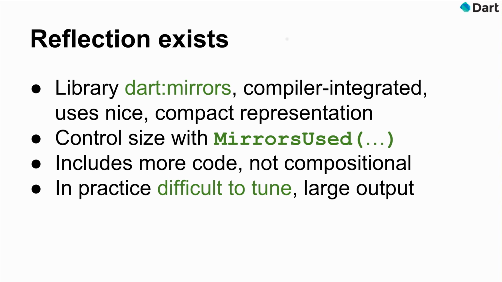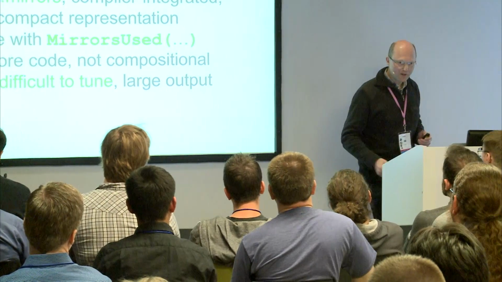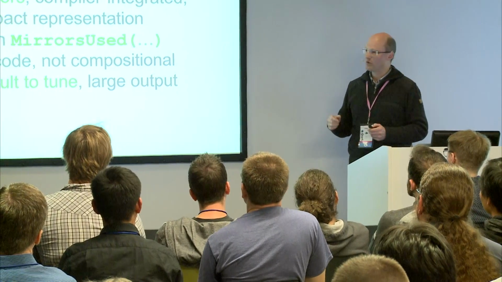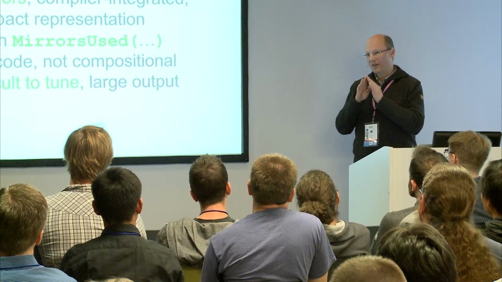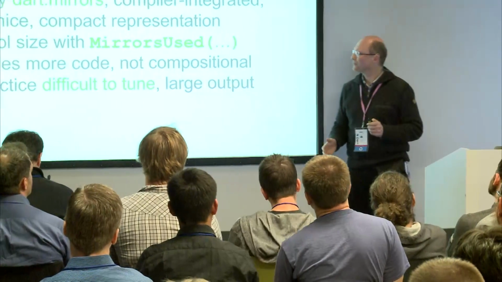And the problem is that it's hard to control what is supported by the reflective system using the available mechanism, which is this mirrors used adaptation. So what we're doing is basically we're trying to take an entirely different approach to this in order to make it possible for people to control the level of reflection in a much more detailed manner.